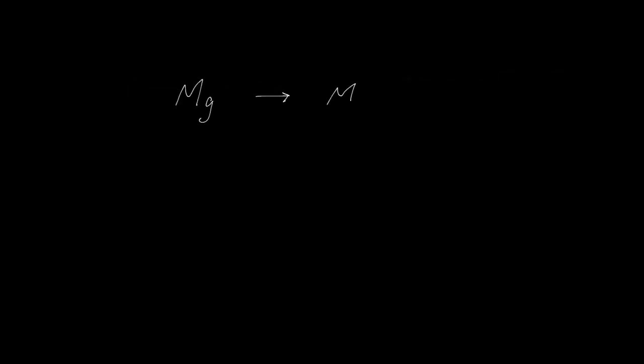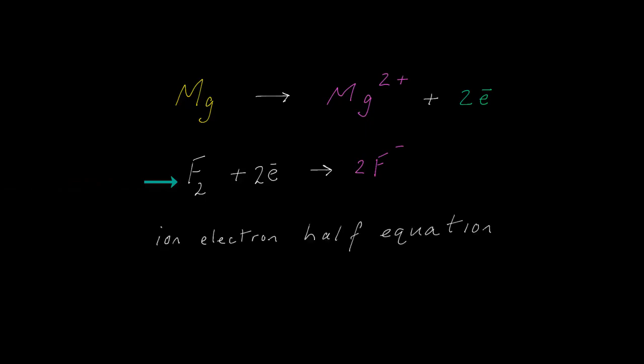equation like this. So Mg atoms changing into Mg2+ ions and are releasing 2 electrons. And then the fluorine atoms are accepting these electrons and changing into F1- ions. But of course it is F2 because fluorine exists as diatomic molecules. These are ion-electron half equations, and more on this in a separate video.